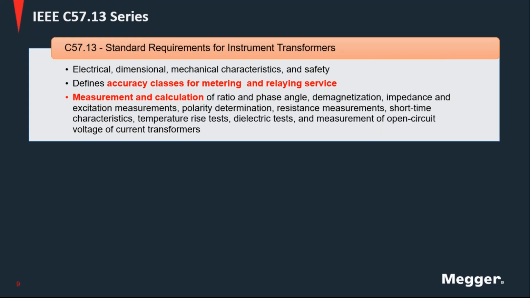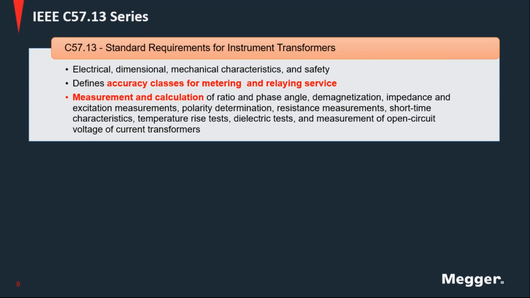It's a series of documents, with the main document being C57.13, which is the standard requirements for instrument transformers. It covers both current and voltage transformers. It has the electrical and dimensional mechanical characteristics, and also talks about safety. But very important for our topic today is that it defines the accuracy classes for metering and relaying circuits.